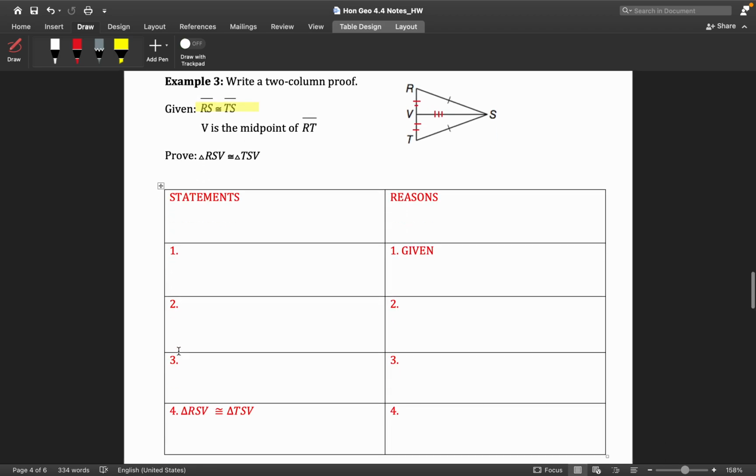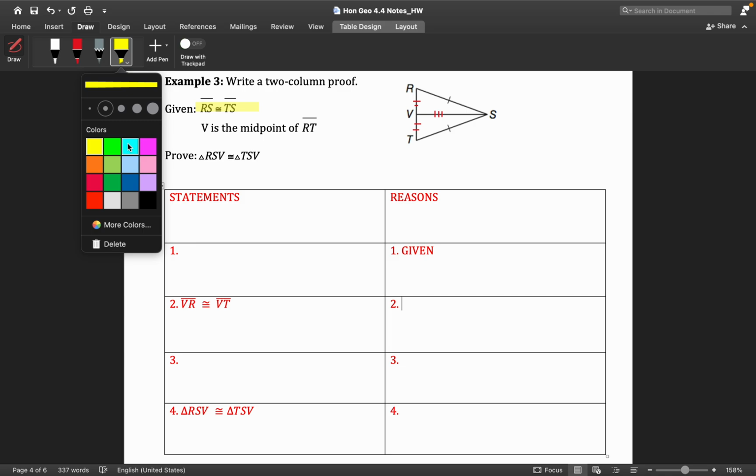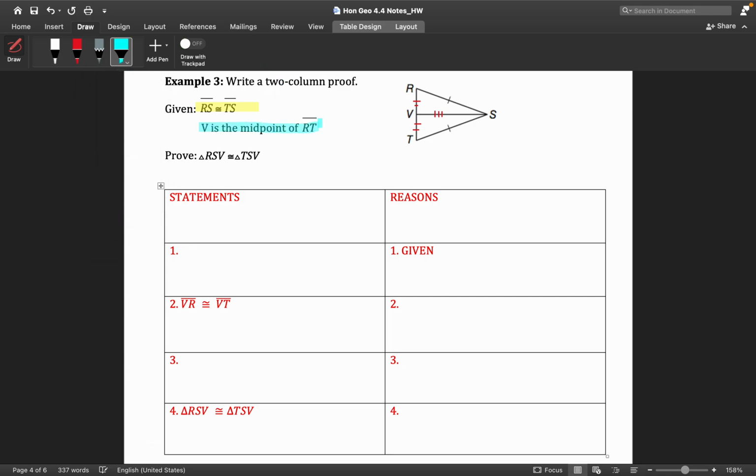So I'm going to try to prove this by side, side, side. So what I really want is to show that, let's start with VR and VT are congruent. So I want to show that VR and VT are congruent. But how do I know that? I only know that because we were given that V was the midpoint here. And if that's the midpoint, then I know by the definition of midpoint that VR and VT have to be equal. So I can cross that off the list.